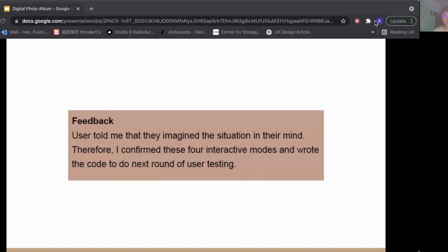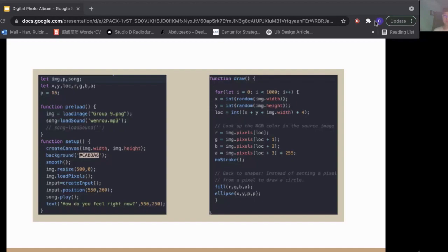After the paper prototype, I got their feedback: they had a strong impression of this interaction mode, but the music somehow distracted their attention from the interaction with images.